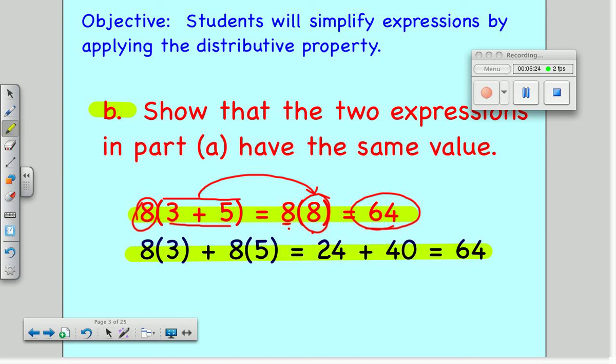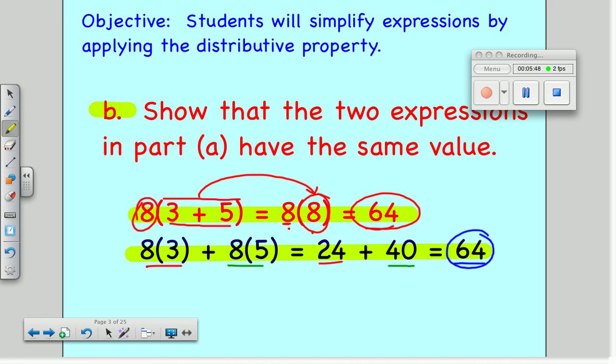Now I'm using the distributive property. So just like I showed you on the previous screen, we distribute the 8 to the 3 and we distribute the 8 to the 5. So once I do that, I can multiply. What's 8 times 3? 24. And what's 8 times 5? 40.